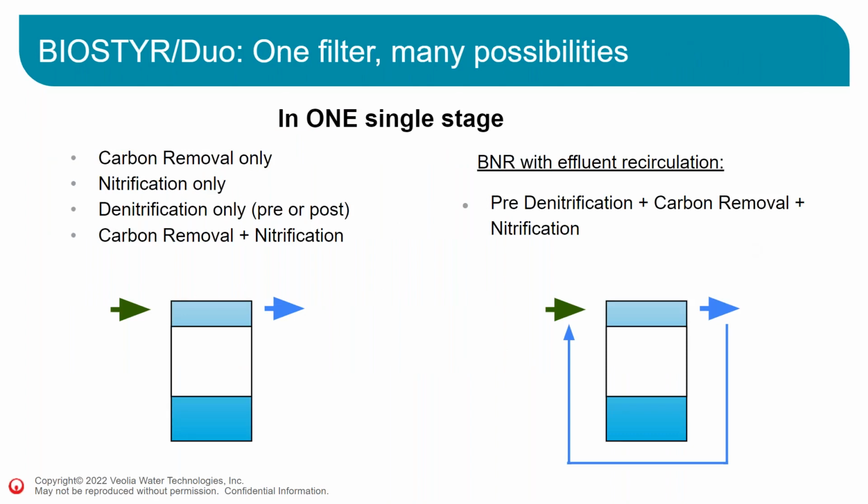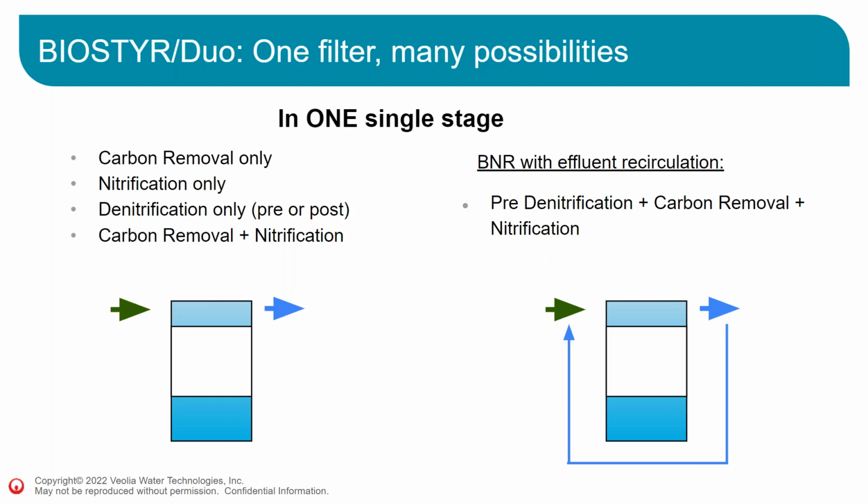One of the good things about the Biostyr is that with one single filter, one single cell, there's a lot of possibility for the design. You can design a Biostyr for carbon removal, for nitrification, denitrification, pre-denitrification or post-denitrification. You can do carbon removal and nitrification within the same cells because the Biostyr allows biomass to grow for carbon removal on the lower portion of the biofilter, and then nitrification in the highest part.